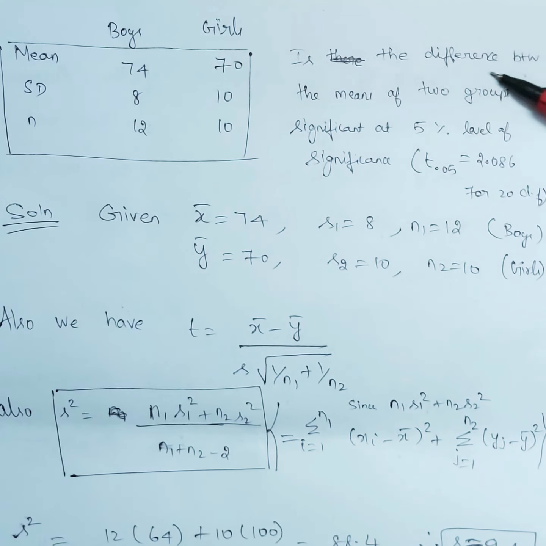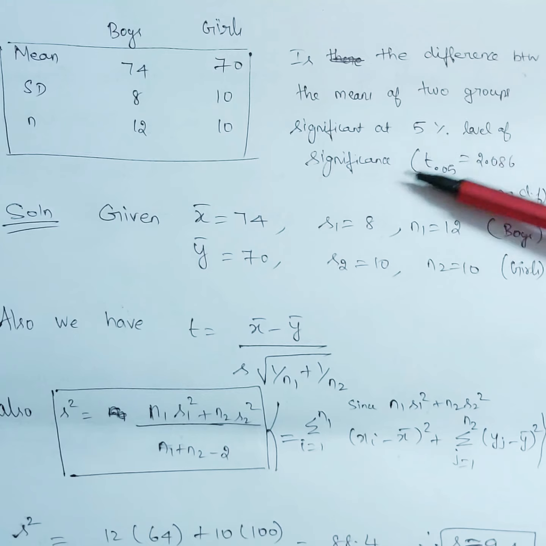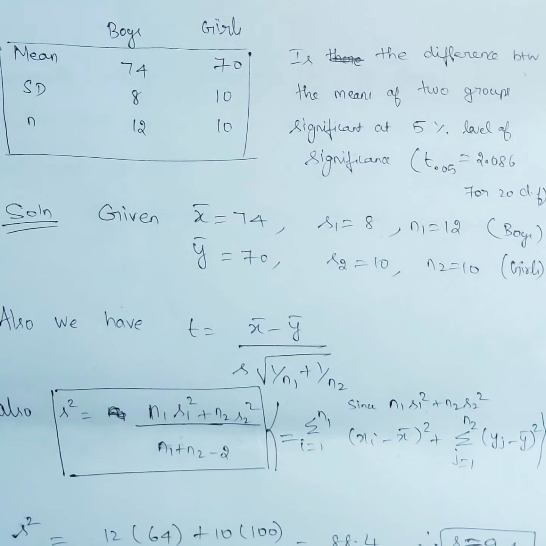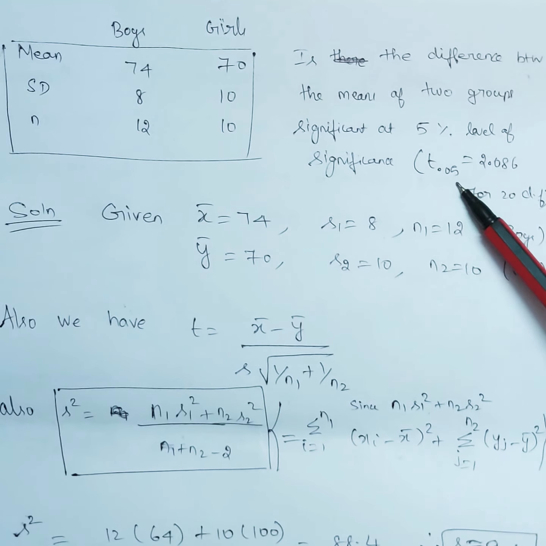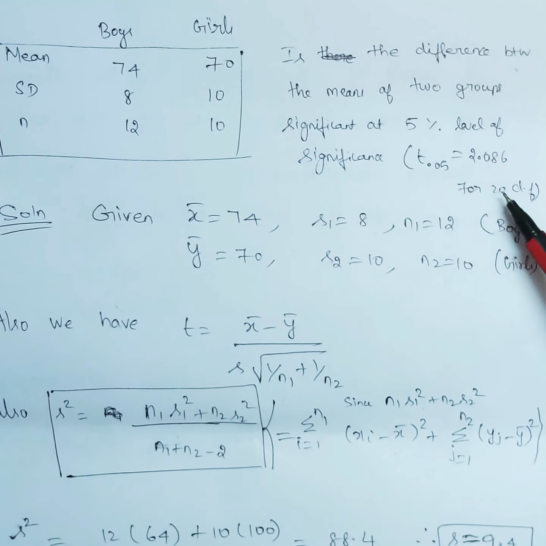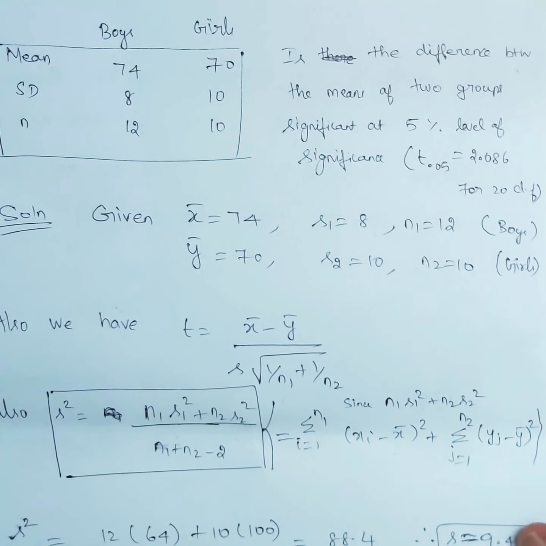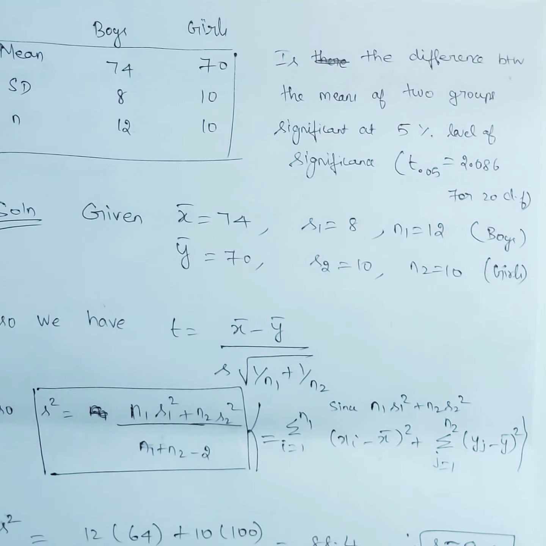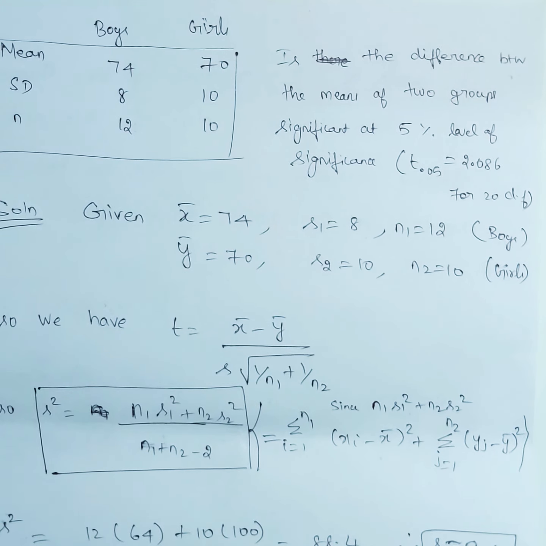Is the difference between the means of the two groups significant at 5% level of significance? And they have given the tabular column value t of 0.05, 2.086 for 20 degrees of freedom. Now I have a question. How did you get degrees of freedom as 20? Can you think for a second?